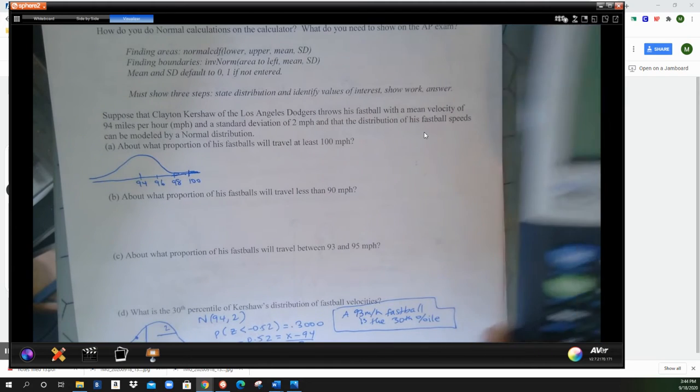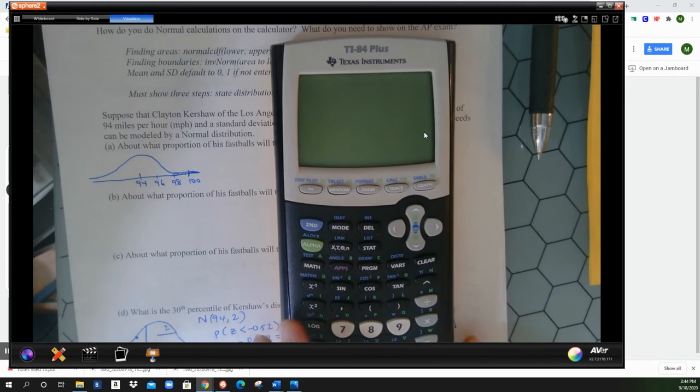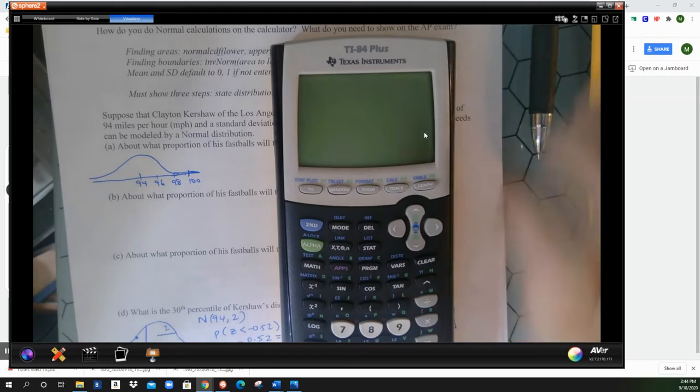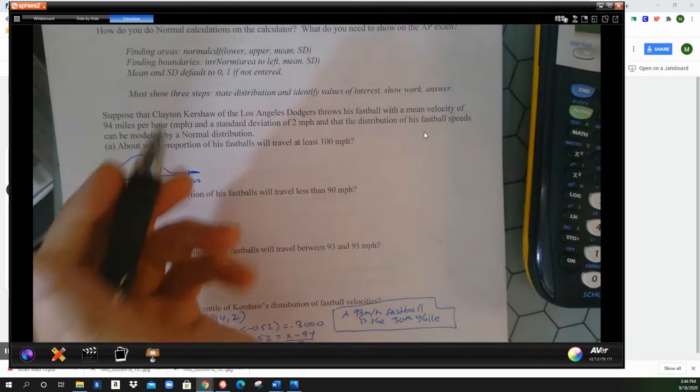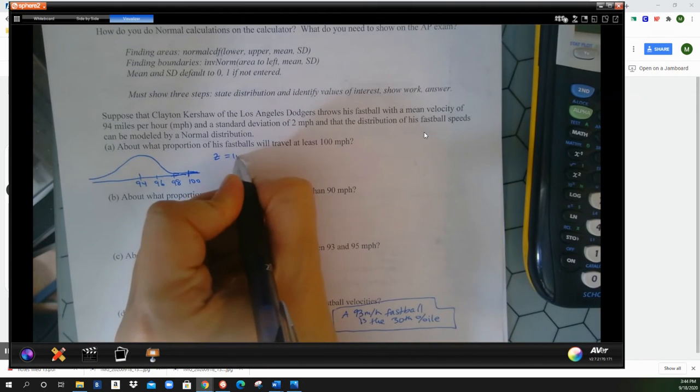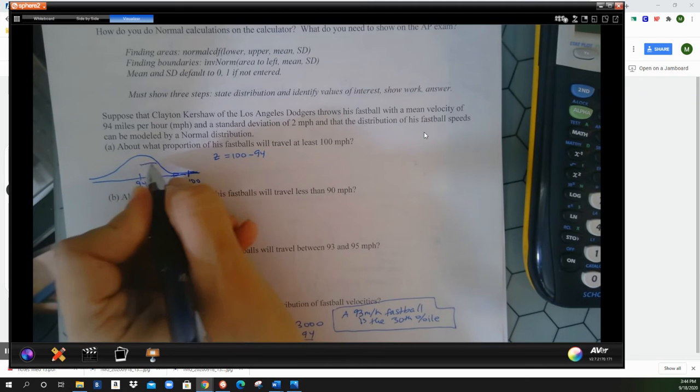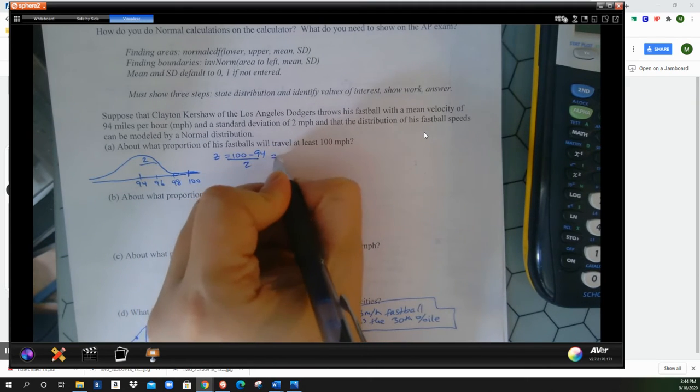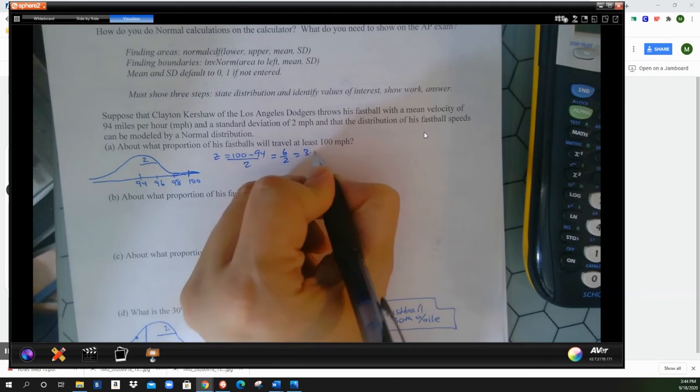So just a warning, this work on the calculator won't give you the z-score. You're going to need it. So let me just go ahead and do that. Pretty sure the z-score for 100 is 6/2. It's exactly 3 standard deviations to the right.